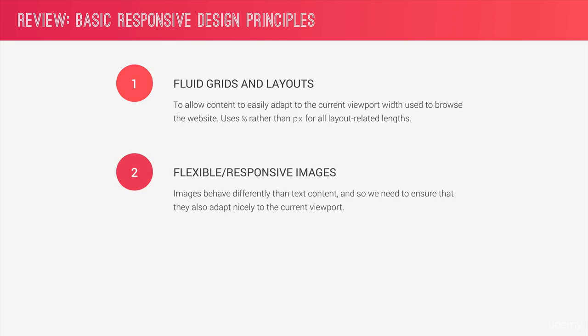The next ingredient is flexible and responsive images. It's necessary to mention this aspect because images behave a bit differently than text content, because they do not scale automatically as we change the viewport, and so we need to ensure that they also adapt nicely to the current viewport. Usually we make images flexible by defining their dimensions in percentages, rather than fixed units like pixels.